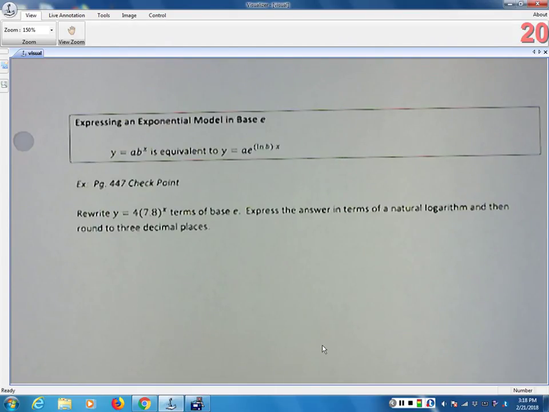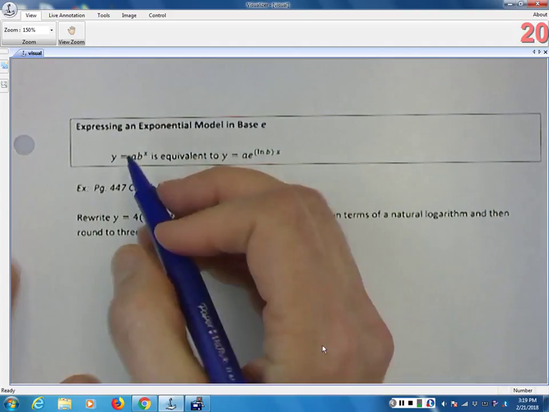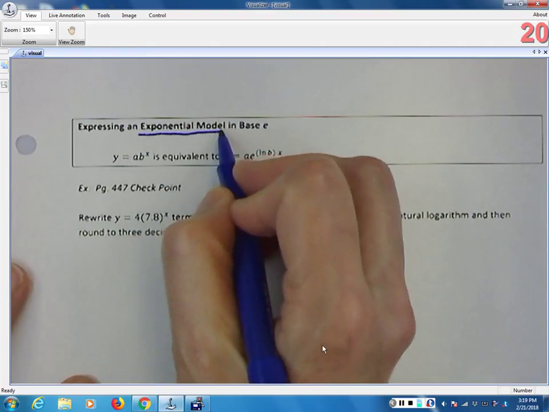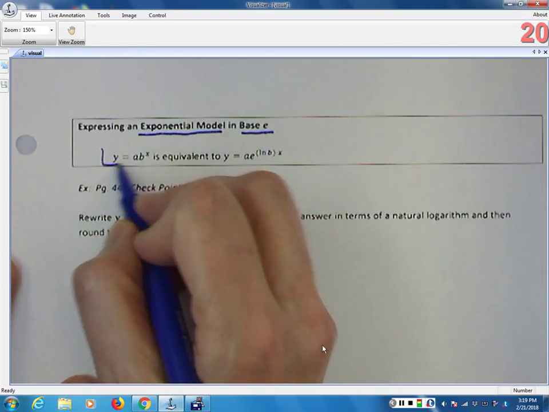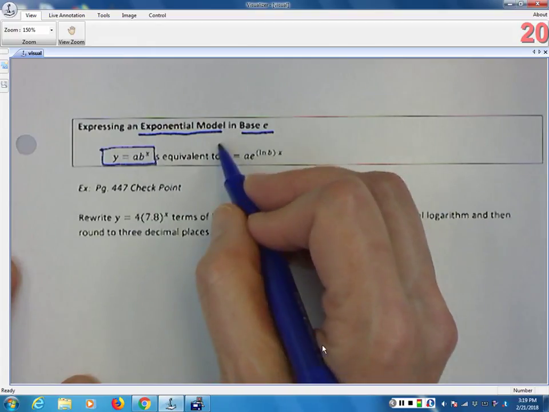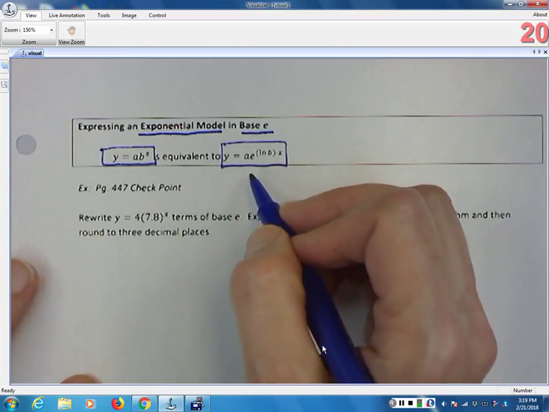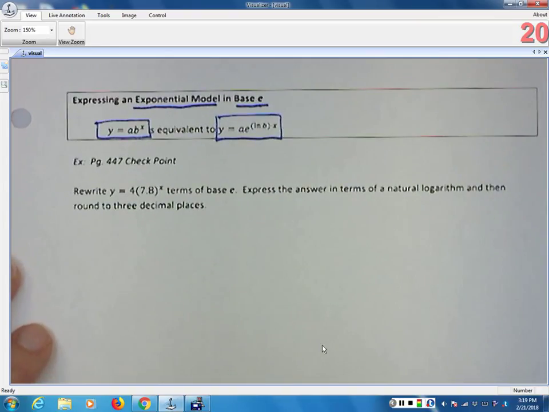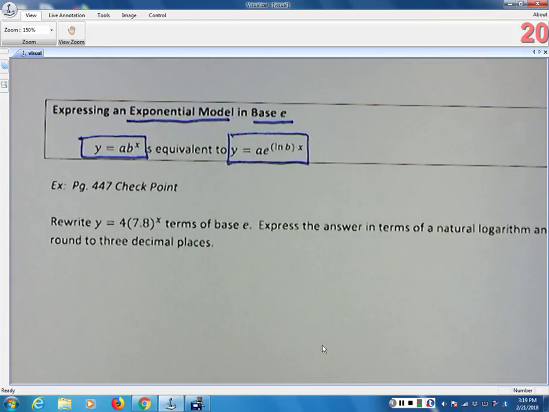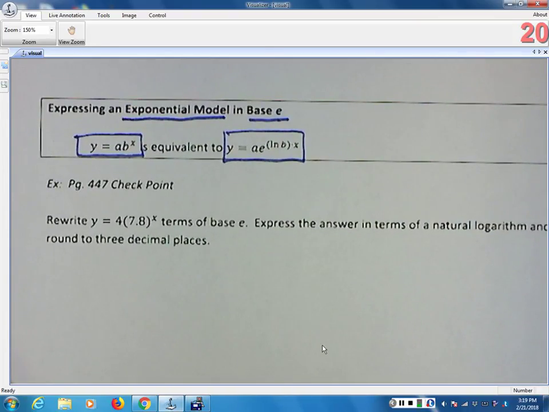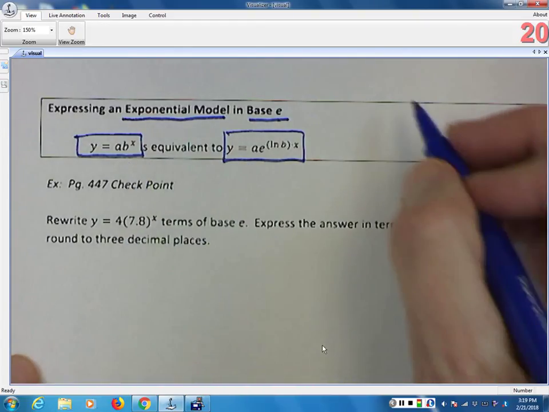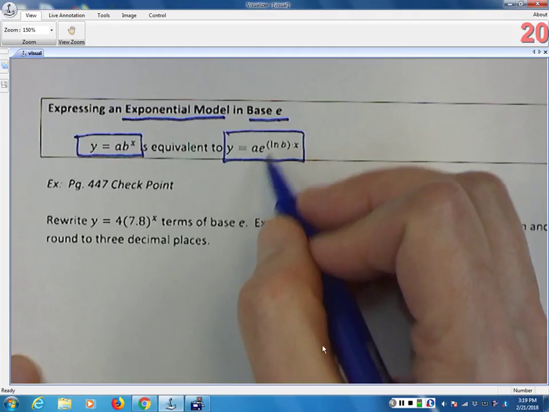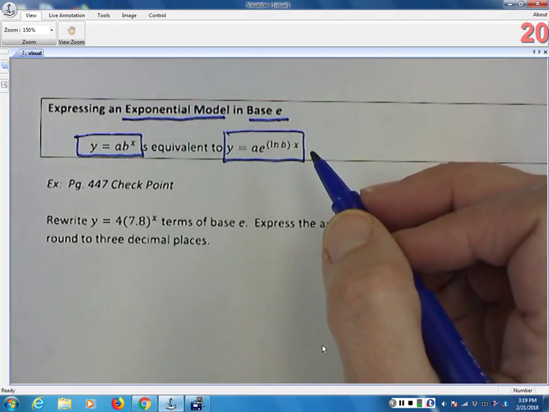But this is on the test, this last thing. So we're going to express an exponential model in base E. This is a plain old exponential equation, and we want to write it in terms of base E. And this question is on your test, and maybe on the final. Okay, so remember we could cancel out when we had E to the natural log? Well, we could also just throw those in there.